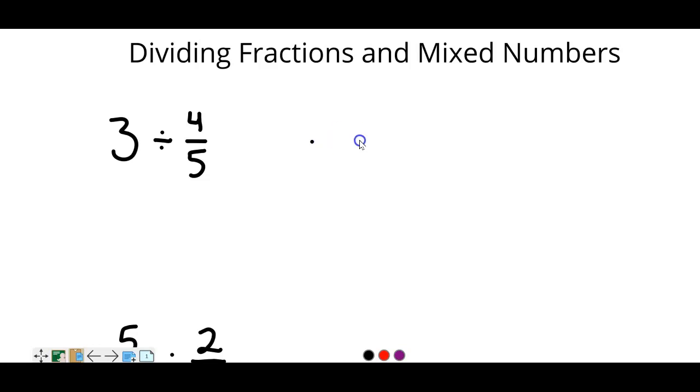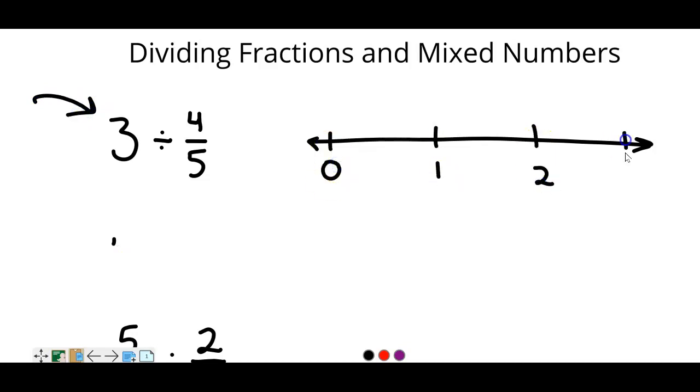One model is the number line model. So I'm going to draw a number line with 3. This is our starting point. I want to show 3 on a number line. Here we go. Okay, there's our 3 right there. Now I want to split it into groups of 4/5. So you have to understand that dividing by 4/5 means how many groups of 4/5 are in 3. So let's split this up into groups of 4/5.